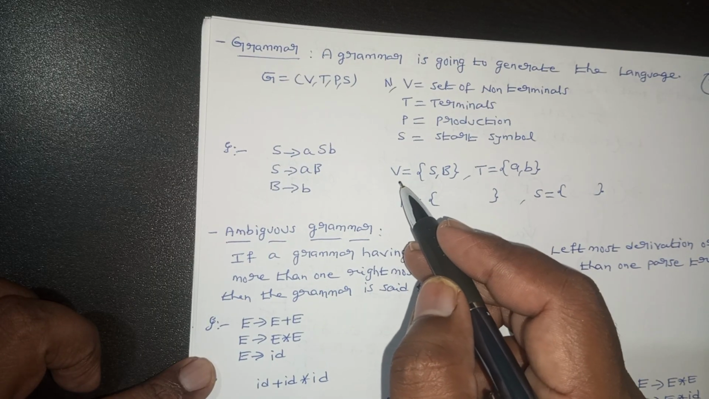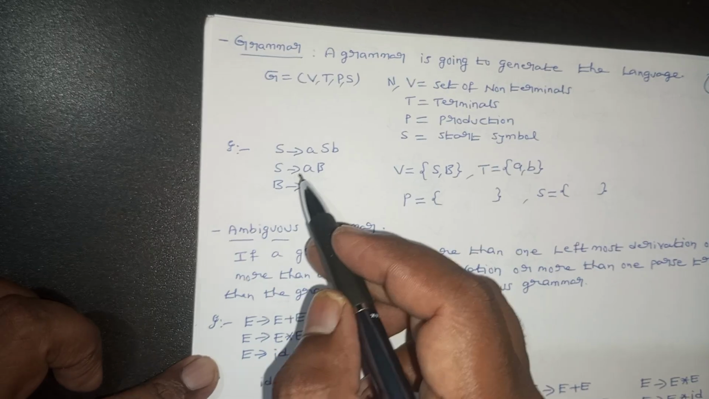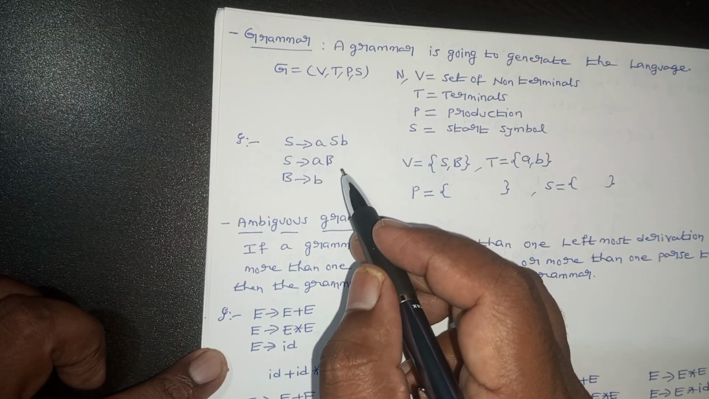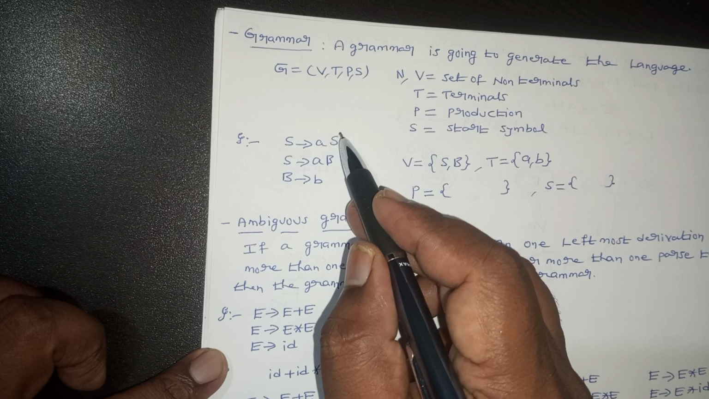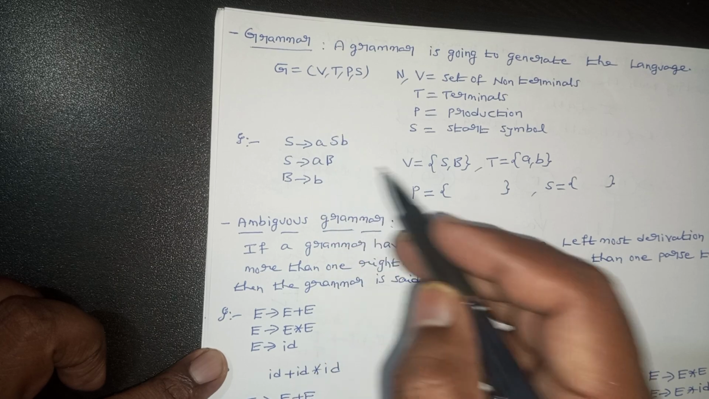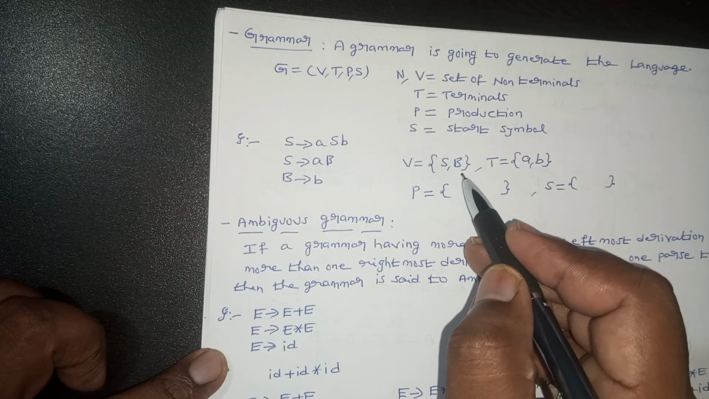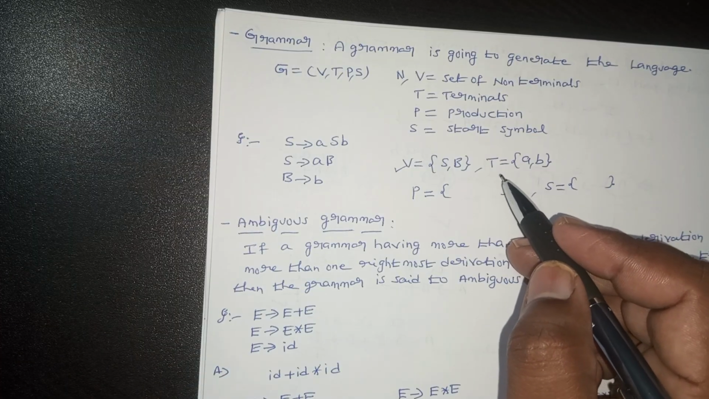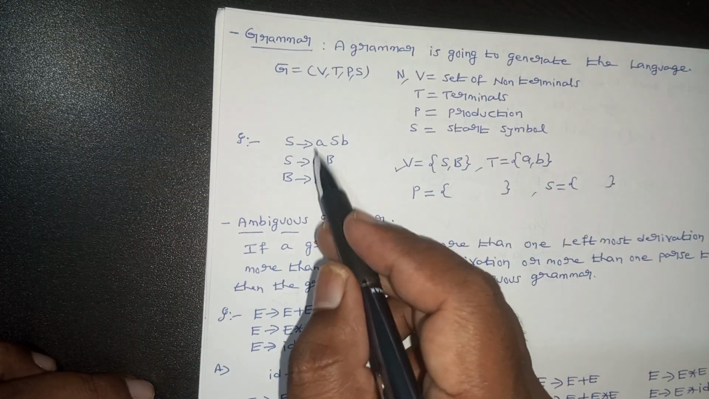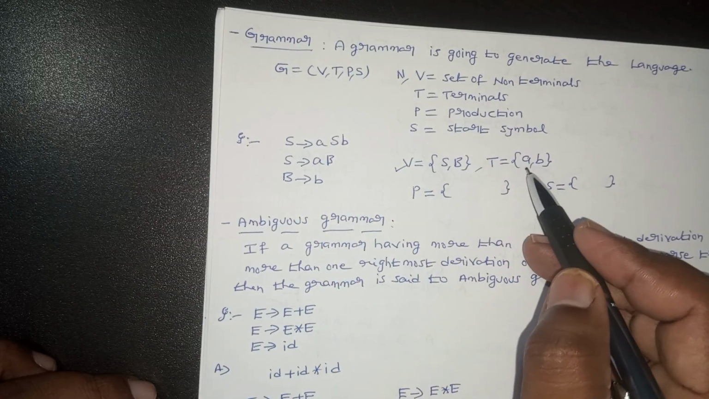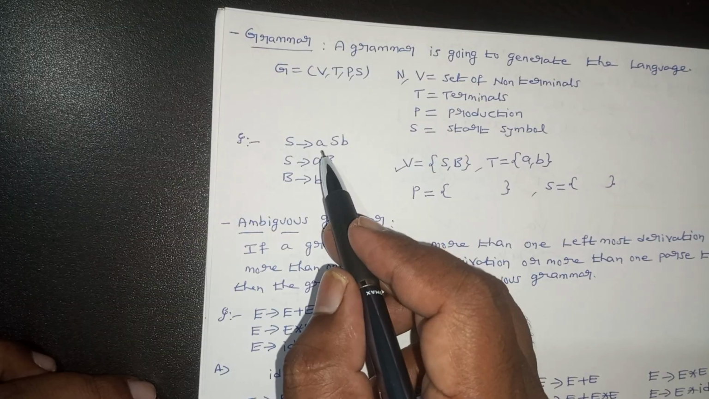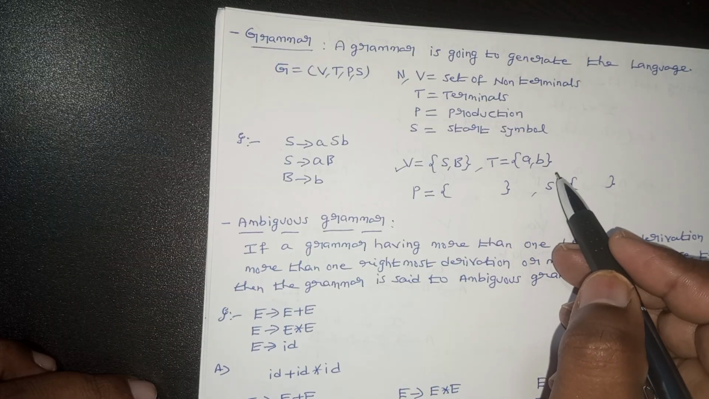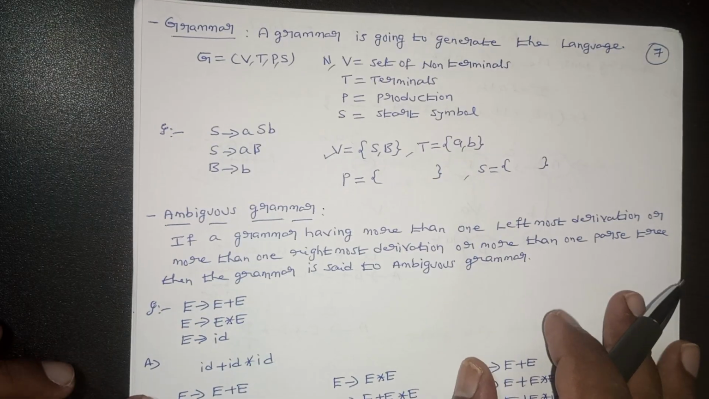Now what is V? Non-terminals. Whatever the capital letters in the grammar, they are all non-terminals. What are the capital letters here? S is a capital letter, and B is a capital letter. So that is called non-terminals, S comma B. That is called V here. Next, what are the terminals? Other than the capital letters, whatever is present in the grammar is called terminals. What are the small letters? Small a, small b. You write T equal to a comma b. That is about the terminals.